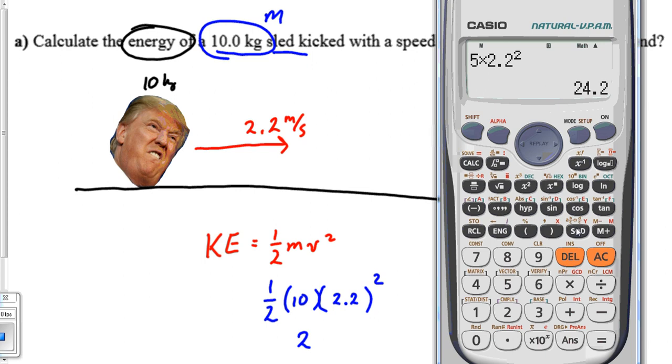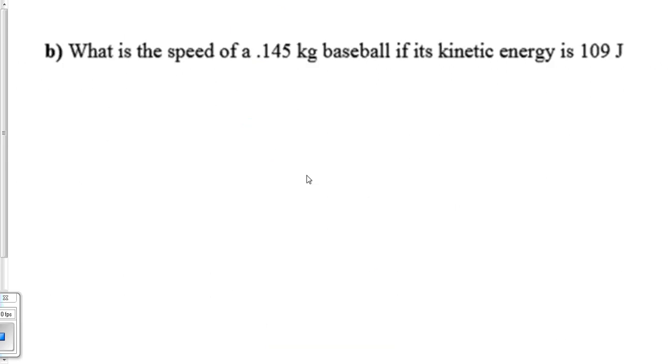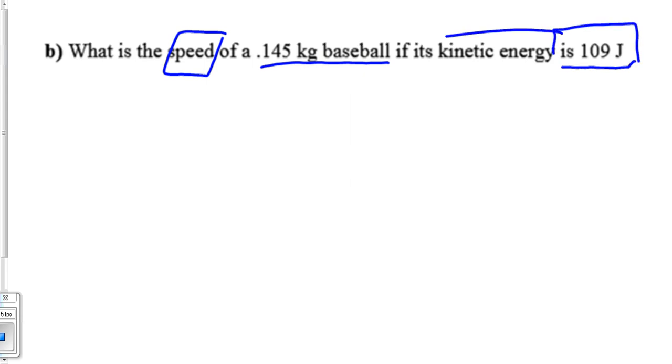And if somebody would remind me what the unit for kinetic energy is, and I've already written it, so it's kind of pointless to ask now. But anyway, 24.2 joules. So we've got that. So now we've done this question, let's go and do another one. What is the speed of a 0.145 kilogram baseball if its kinetic energy is 109 joules? So let's take a look at this.